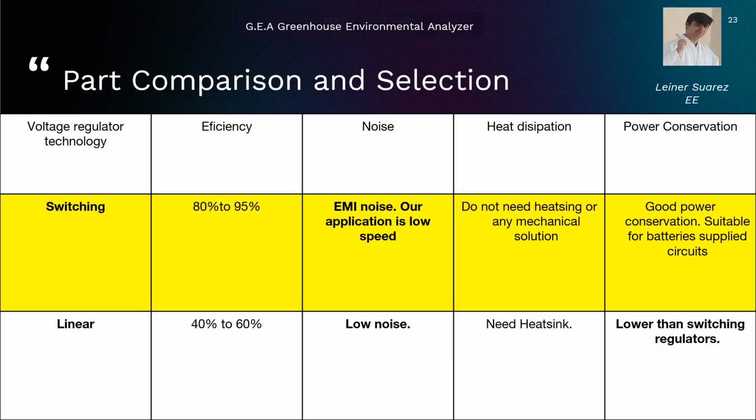For the voltage regulator, we focused on the two most important technologies, switching regulators and linear voltage regulators. As we can see on this table, we chose the switching regulator because of efficiency, heat dissipation, not needing any mechanical solution, and being good at conserving power. So the next voltage regulators that you will see are all switching voltage regulators.